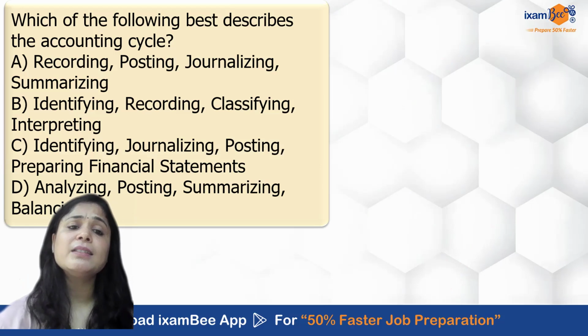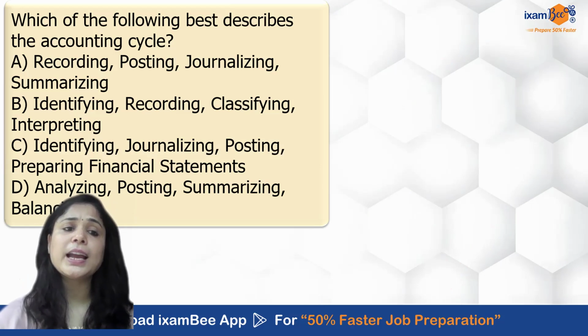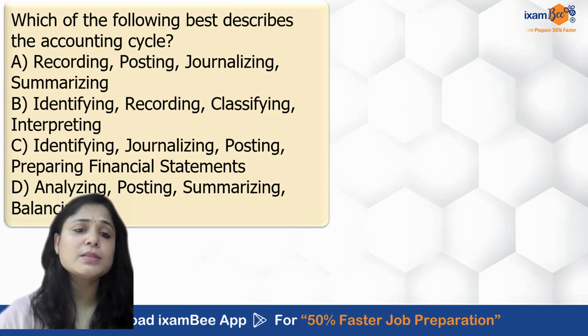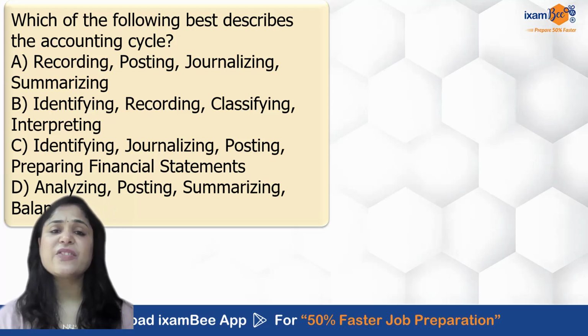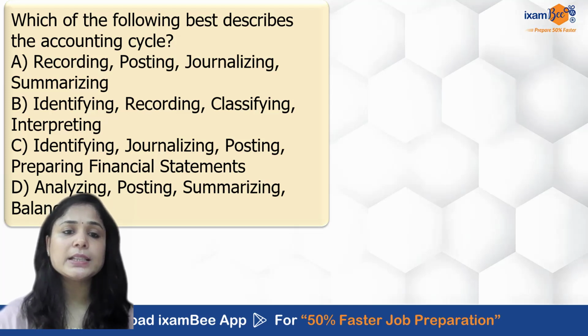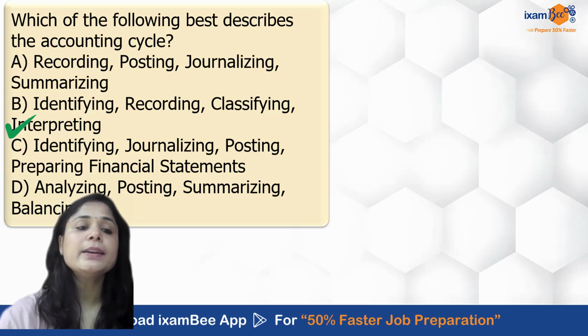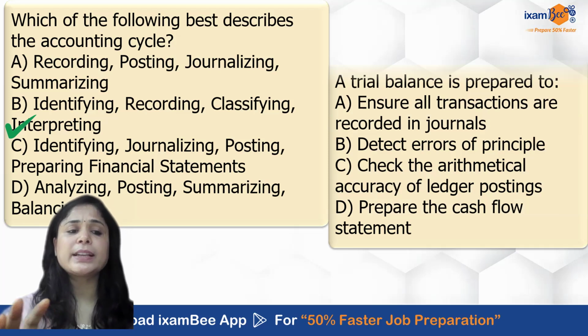Second is identifying, recording, classifying, and interpreting. Here it is not summarizing the transactions, which is an important part. So again, B is wrong. C: identification, yes. Journalizing, yes. After journalizing, it is posted, yes. And after posting, the financial statements are prepared. So this is absolutely right. C is the right answer.